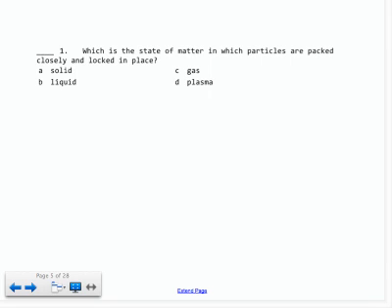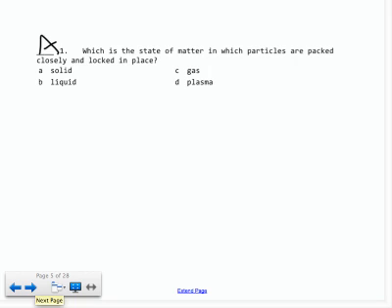Which is the state of matter in which particles are packed closely and locked in place? A. Solids. Particles in liquid are closely packed but not locked in place. Particles in the gas state are neither closely packed nor locked in place, and plasma is not a state of matter that we've discussed.